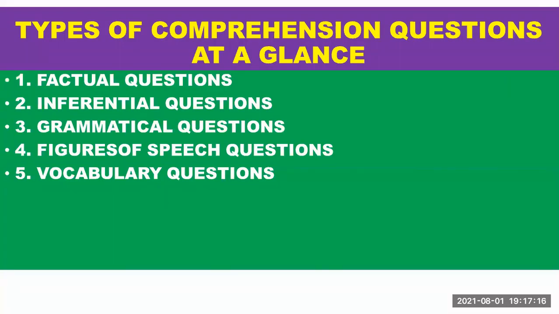In my previous video, I discussed types of comprehension questions, and we listed 5 of them. Number 1, factual questions. 2, inferential questions. 3, grammatical questions. 4, figures of speech questions. And 5, vocabulary questions. Of course, a comprehension question that requires you to quote what a writer has written from the passage could either be classified under inferential question, or we could even classify it separately as a quotation question, if you like.